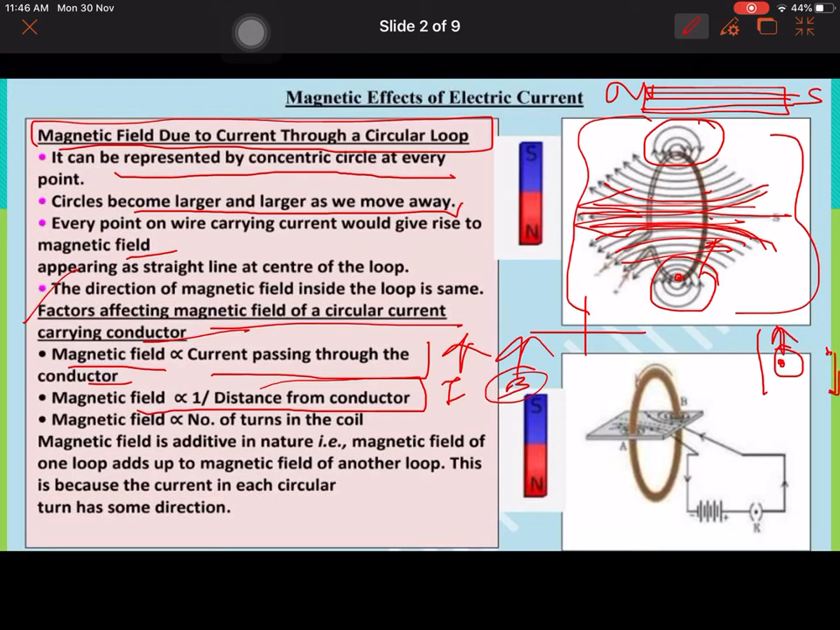So as we are going away from the conductor, the magnetic field decreases, and magnetic field is directly proportional to the number of turns. In the next slide we will learn about the solenoid. So more the number of turns, more will be the magnetic field. Magnetic field is additive in nature. That means magnetic field of one loop adds up to the magnetic field of another loop. हमेशा क्या होता है कि एक लूप से जो मैग्नेटिक फील्ड है वो दूसरे के साथ जुड़ती चली जाती है. So it is called as additive in nature.